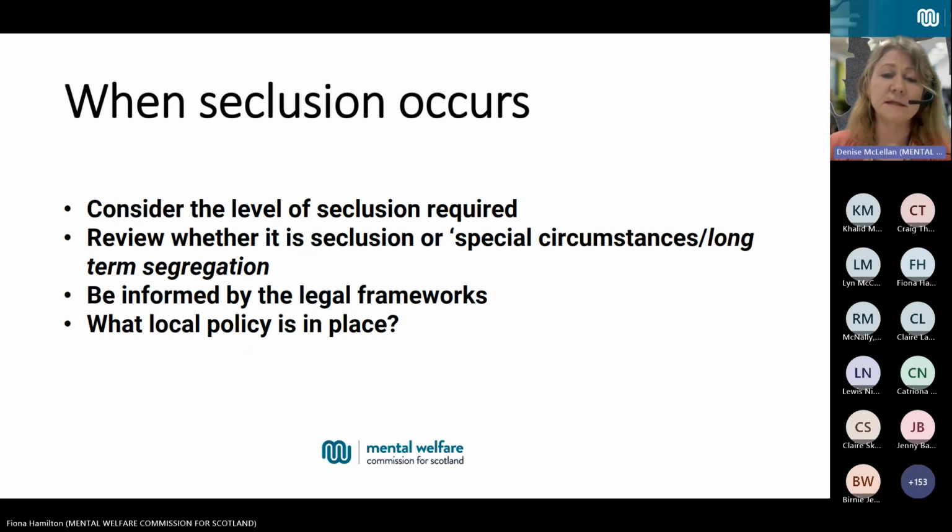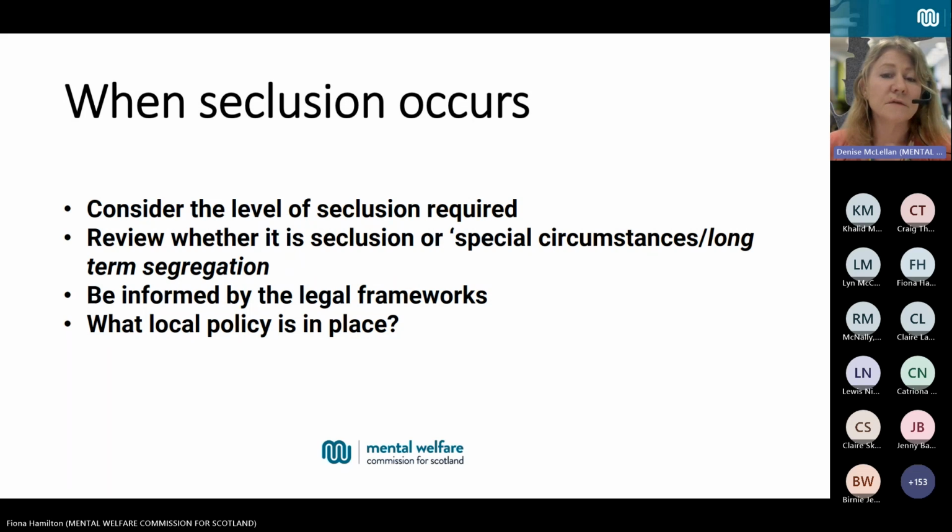From our visits to various health boards, we've become aware of some misconception that because a room was not locked, it's not seclusion. What we need to remember is that although a room can be locked, the door might not necessarily be locked. But where staff are preventing a person from leaving the room, either by blocking the doorway with their presence or even implying that they can't leave, that's seclusion.